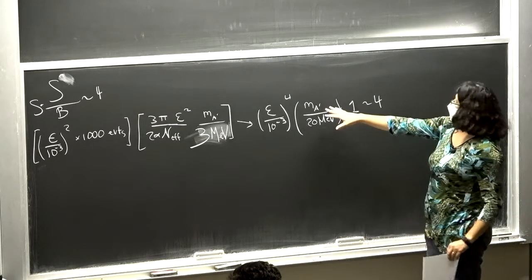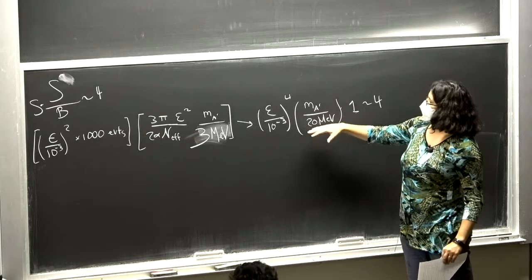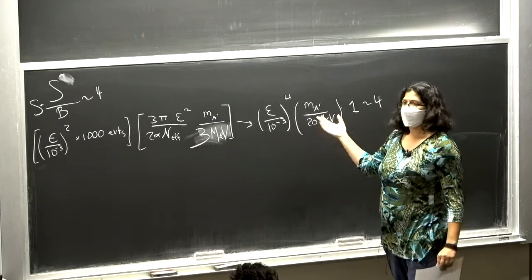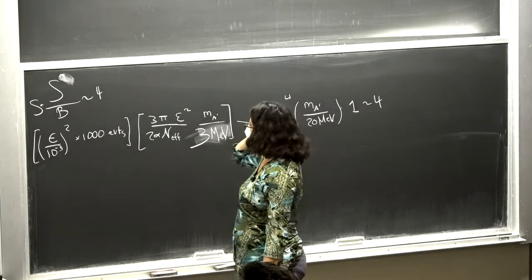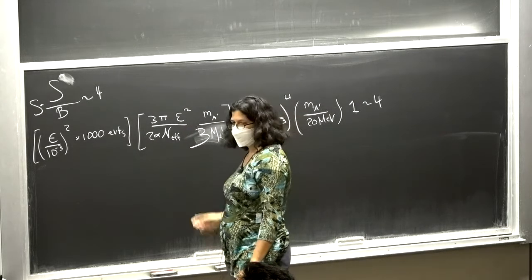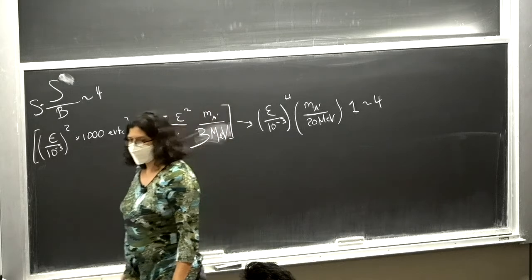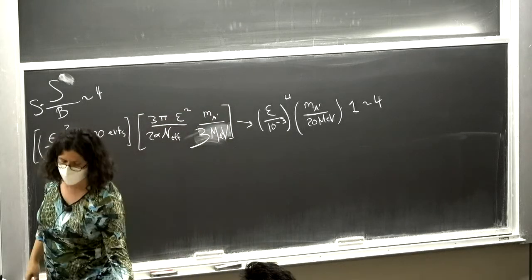So that means you'd expect that for A prime masses around 20 MeV, the epsilon sensitivity should be right around this 10 to the minus 3 level, where you have 1,000 events in signal in each bin. That's about the limit that Babar can look for.